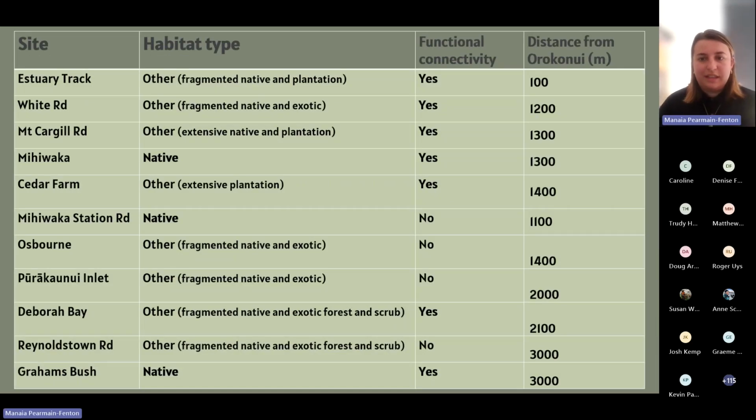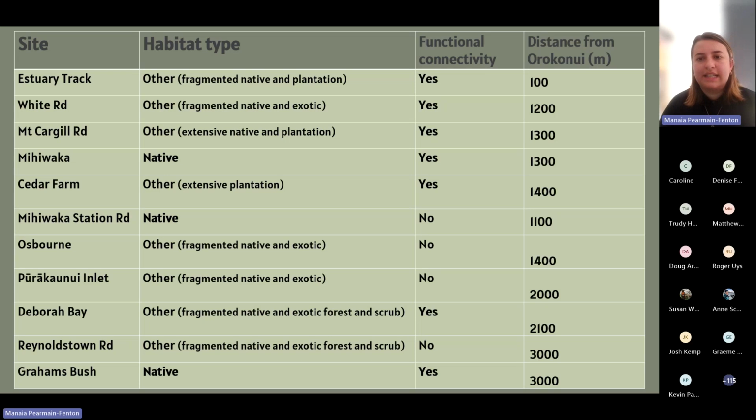So before I go into the results of the model that we created, I'll just explain a bit about the categories that we used. So we classified them as either fully native or other, and other contains mixes of native, exotic, and/or plantation, so some of the sites were pine plantation and we also had eucalypt.